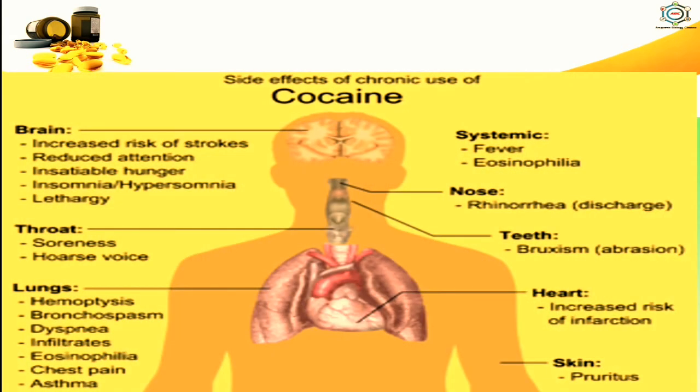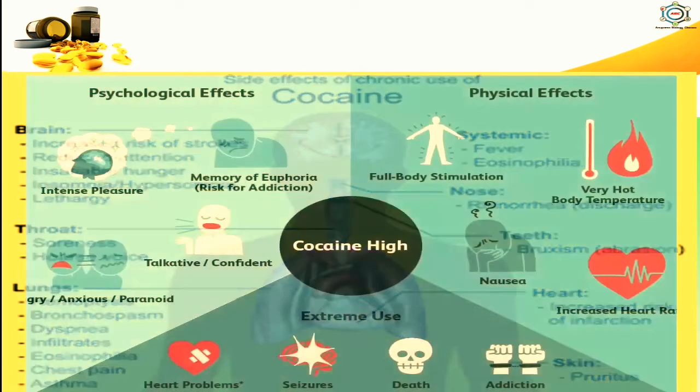Now, the side effects of chronic use of cocaine. It increases risk of stroke, reduced attention, insatiable hunger, insomnia, hypersomnia, lethargy, soreness, hoarse voice, hemoptysis, dyspepsia, infiltrate, chest pain, asthma, fever, eosinophilia, rhinorrhea, abrasion, increased risk of infections, pruritus. So these are the side effects of the chronic use of cocaine.